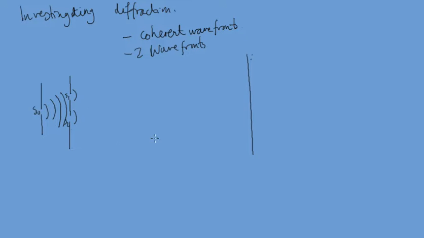This method of observing diffraction led to a very famous experiment called the double slit experiment. It was done by an English physicist in the early 19th century called Thomas Young. This is one of those really groundbreaking experiments.